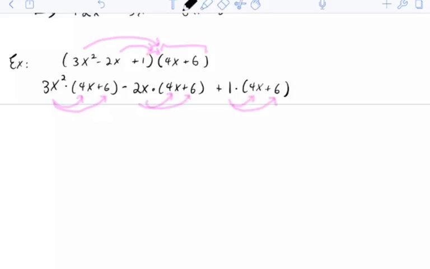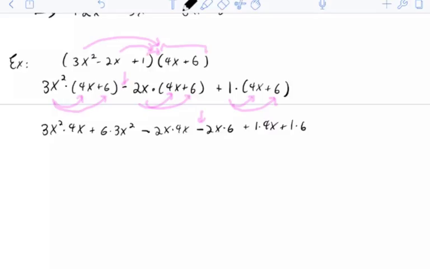Okay, let's do it. So it's 3x squared times 4x plus 6 times 3x squared, minus 2x times 4x, minus 2x times 6. Be really careful with these signs. So minus 2x, so then minus sign. Okay. Plus 1 times 4x plus 1 times 6.